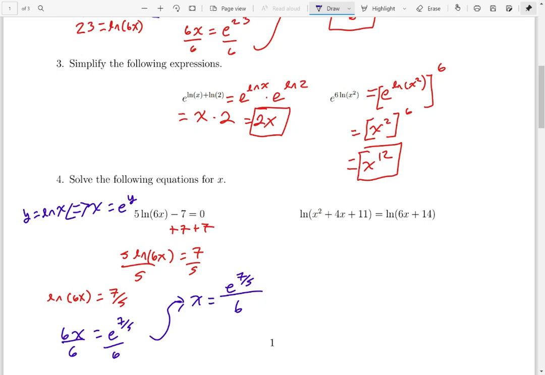And I claim that is the solution. If we were told to find an approximation, we could find an approximation just by plugging this into our calculator. But since no one said approximate, this is the solution.